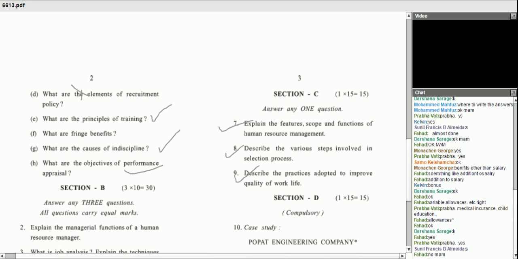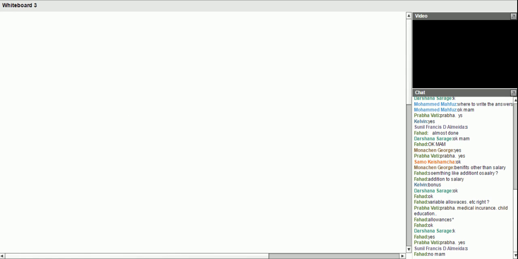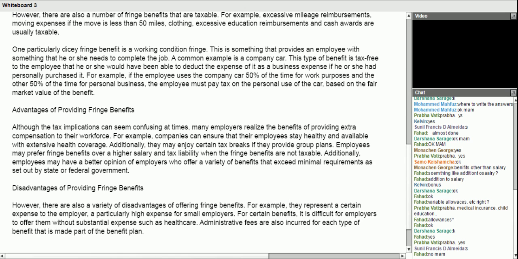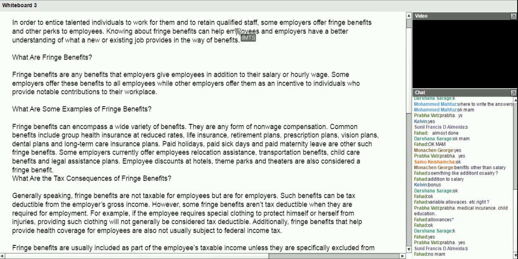See, why do they offer fringe benefits? That is the question. See, they spend a lot of money in training an employee, right? So they want them to stick to their company, okay? So that's why they give fringe benefits. The more benefits you get, the more motivated you are, and you prefer to stay with the company, right? So in order to entice talented individuals to work for them and to retain qualified staff, first of all, they have to attract the good staff, okay? And then they train them and they want them to stay with them.